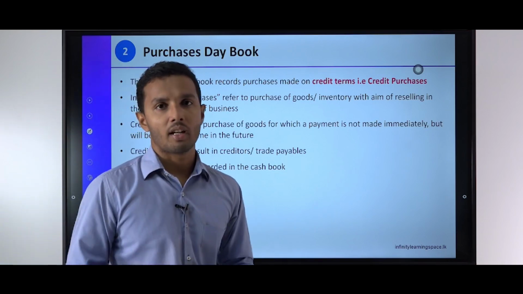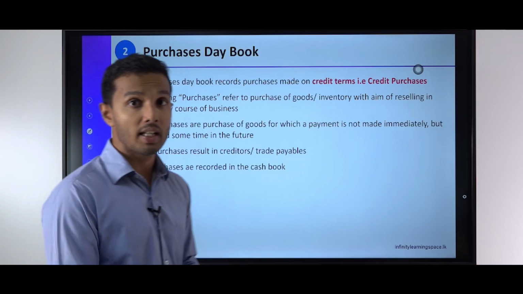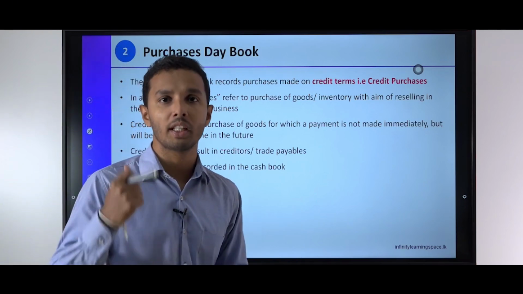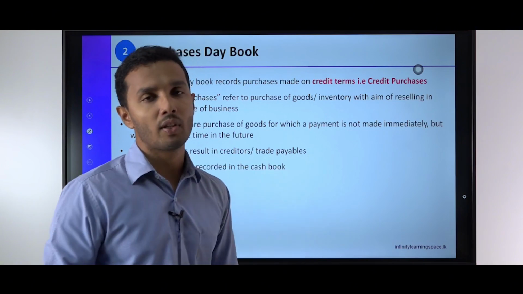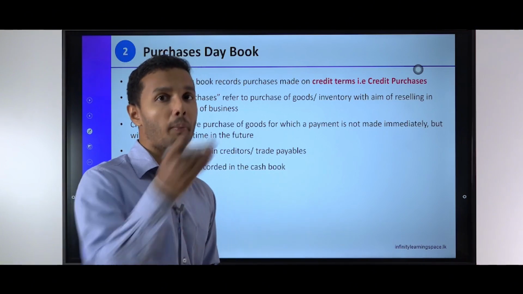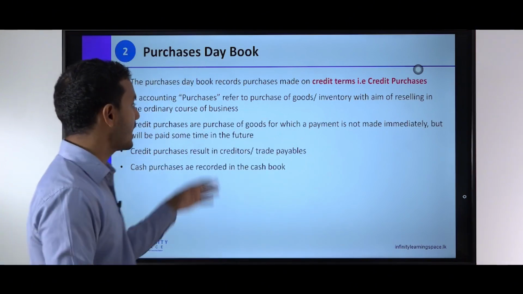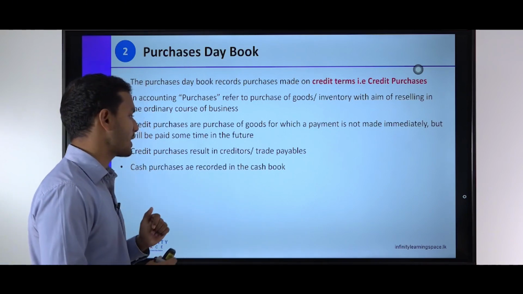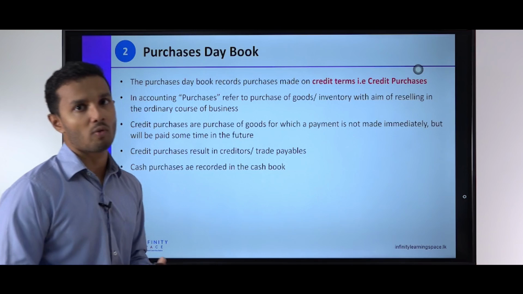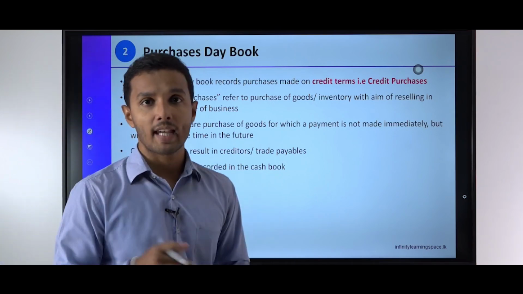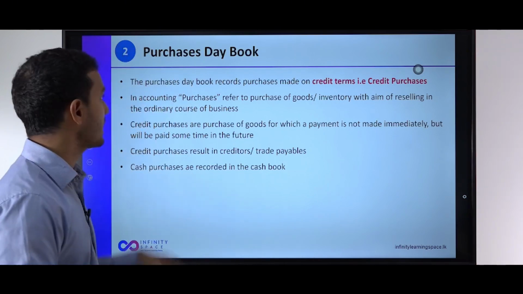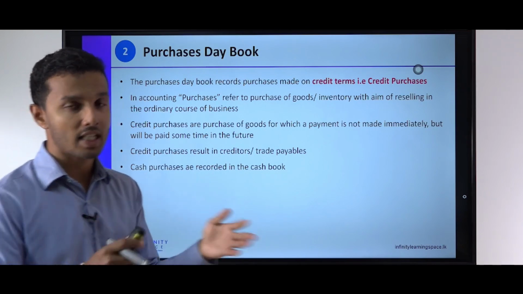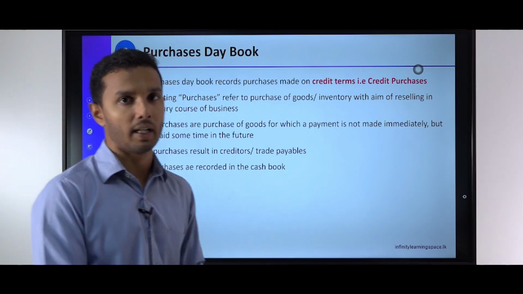Now, with a credit purchase, we don't have to pay cash immediately, but we create that obligation. We have that responsibility now to pay the supplier in the future. So that obligation to pay the supplier in the future is called creditors or trade payables. Cash purchases, on the other hand, are recorded in the cash book. So when we buy goods by paying cash immediately, that will not be recorded in the purchase day book. It will be recorded in the cash book because there's a cash outflow, there's a cash payment.